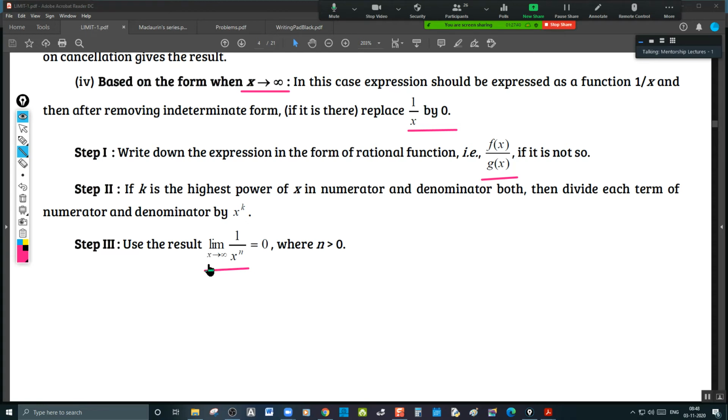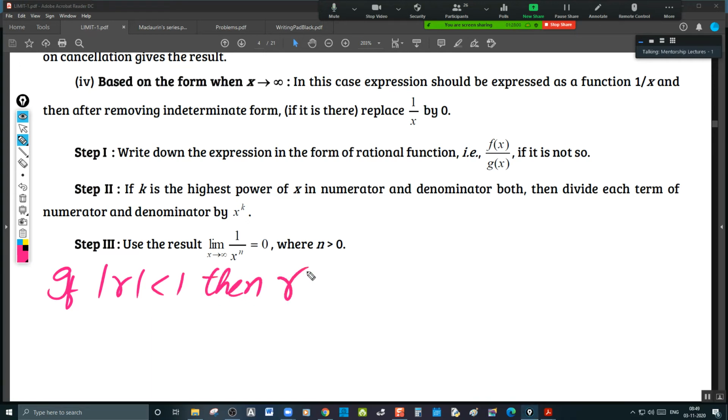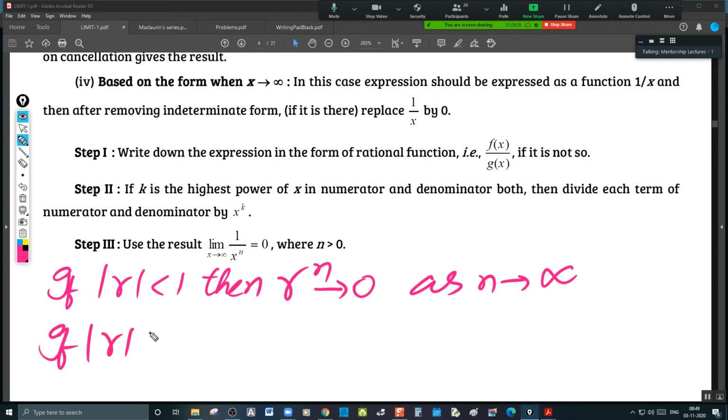So limit of 1 by x power n as x tends to infinity is always 0, because 1 divided by infinity becomes 0. And one more important point, frequently used in limits: if mod r is less than 1, then r power n tends to 0 as n tends to infinity. This is frequently used. Similarly, if mod r is greater than 1, then r power n tends to infinity as n tends to infinity.